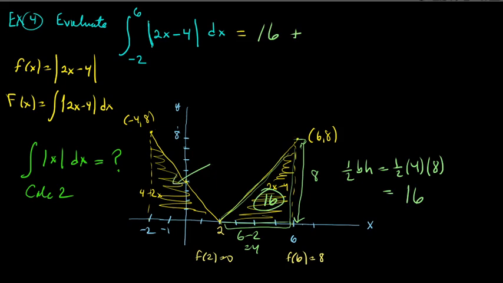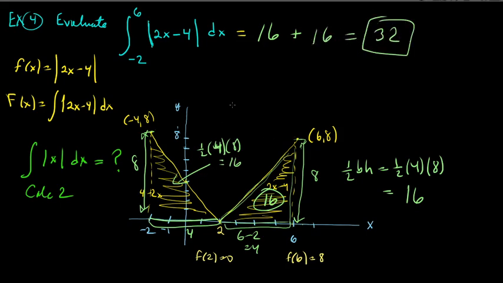Plus, what about this triangle here? Well, by symmetry, it's the same thing. But if you don't believe me, you're going from -2 to +2. That's also 4. And the height is also 8. So you're just doing this again, 1/2 the base times the height, where the base is 4 and the height is 8, that's also 16. And so 16 plus 16 is 32, and that's the answer to the definite integral, right?